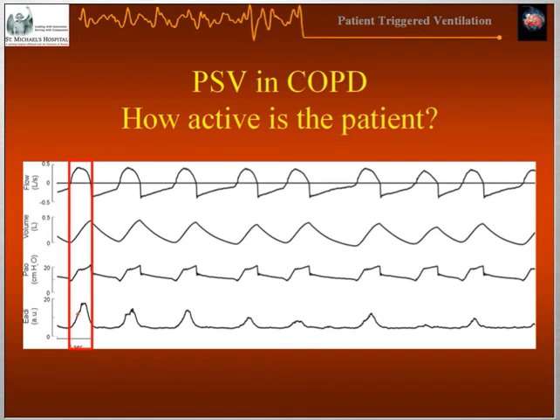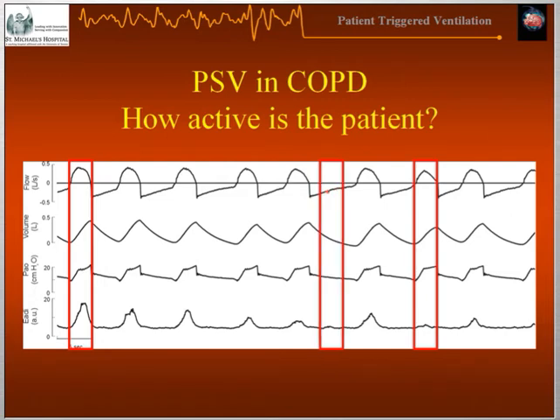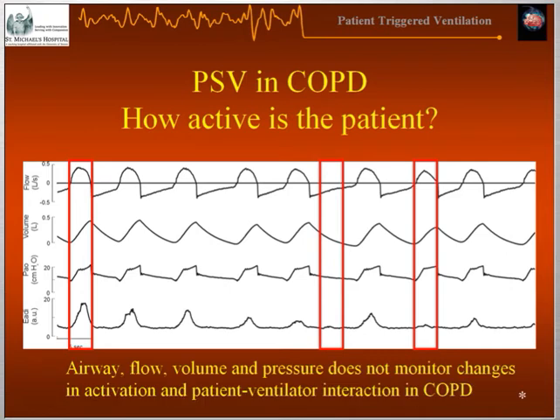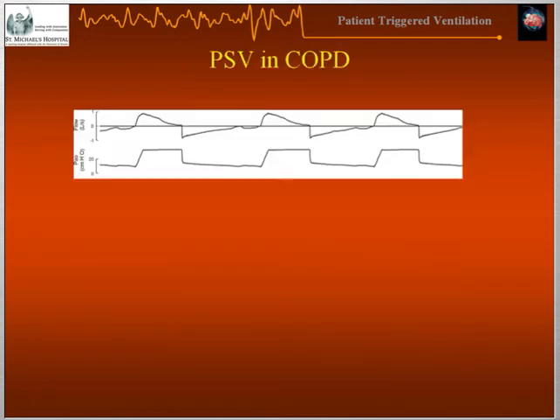First breath we see here, nicely synchronized, pretty good activity. The breath over here, though, seems to be a slightly lower volume, but the effort is nothing. And here we have a wasted effort that I think few of you had picked up. So airway flow, volume, and pressure do not monitor changes in activation and patient-ventilator interaction in COPD. Now, here's another tracing, and I'm quite sure you can see that there are wasted efforts going on up here, where the arrows are.